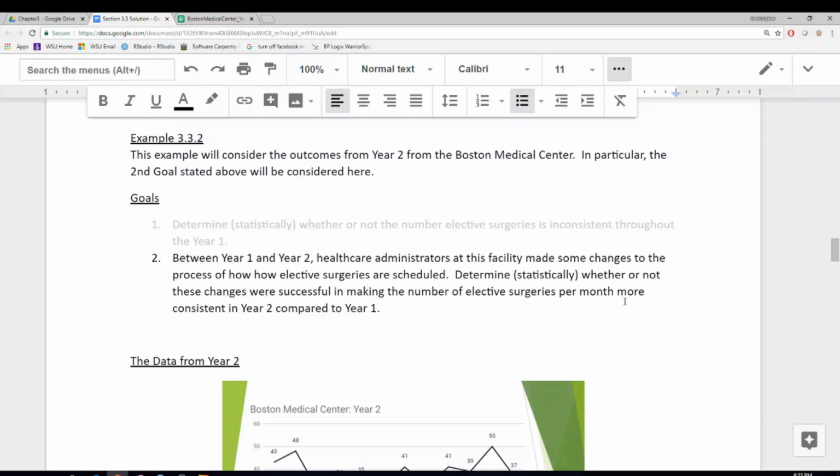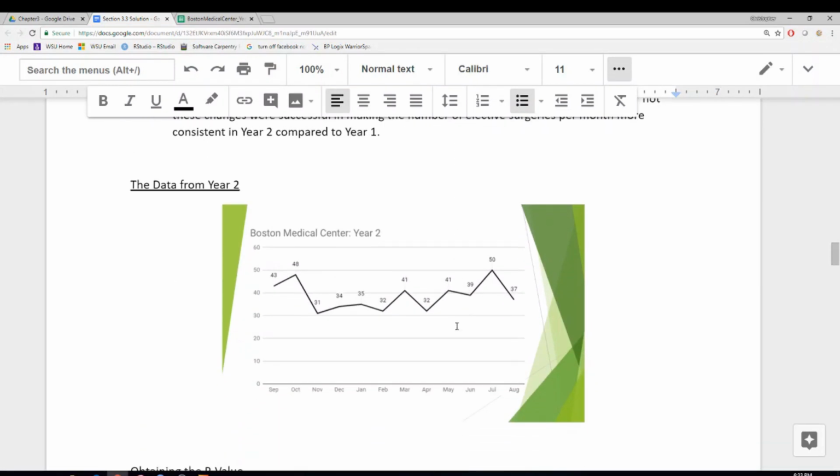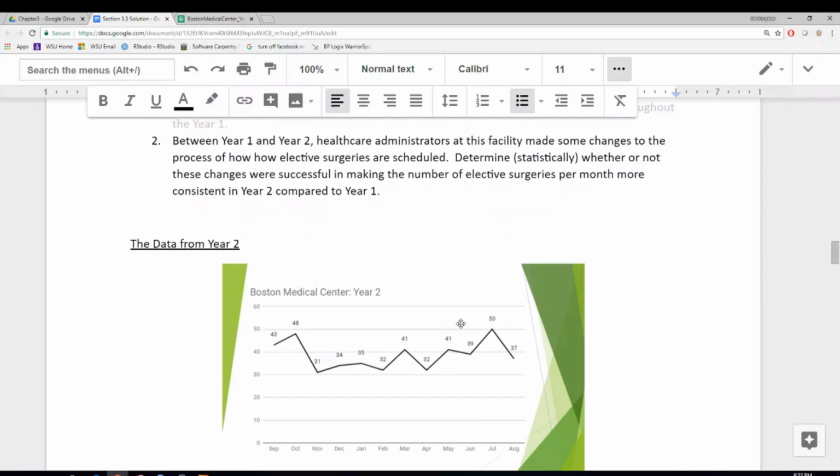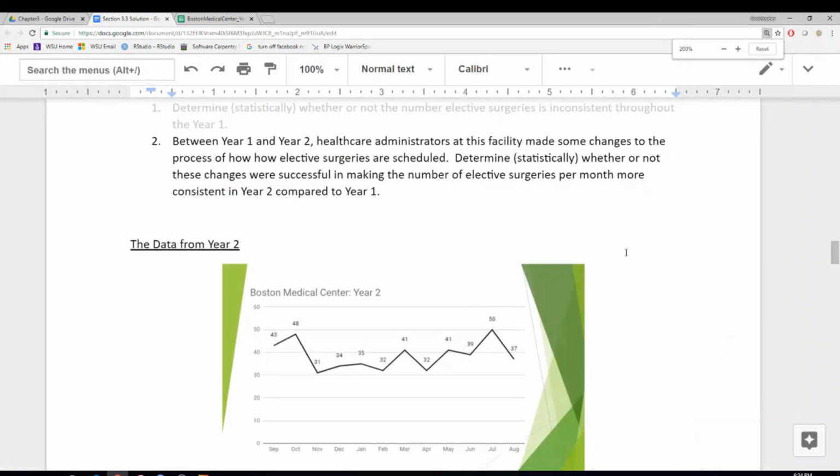Okay, that was a lot there. We're going to go through the rest of these examples a little bit more quickly here. So let us now consider year 2 data from the Boston Medical Center. Remember I said that one of the goals was to determine whether or not things got better in year 2 compared against year 1. So the data for year 2 is provided here. Zoom that in maybe a little bit.